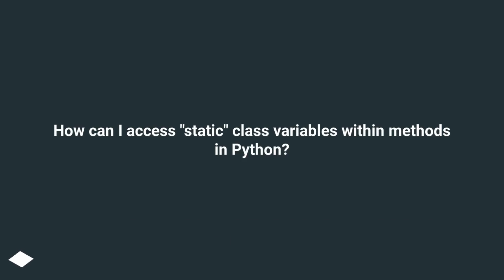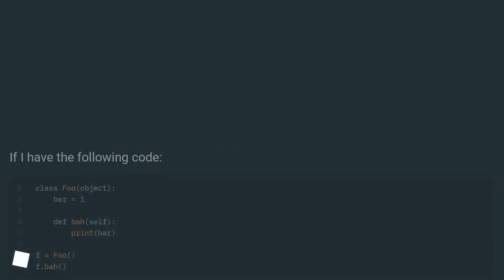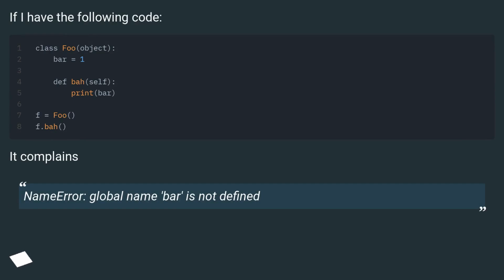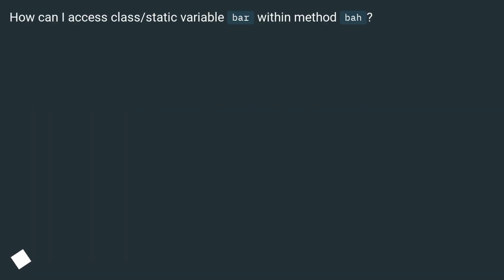How can I access static class variables within methods in Python? If I have the following code, it complains: NameError, global name bar is not defined. How can I access class/static variable bar within method bar?